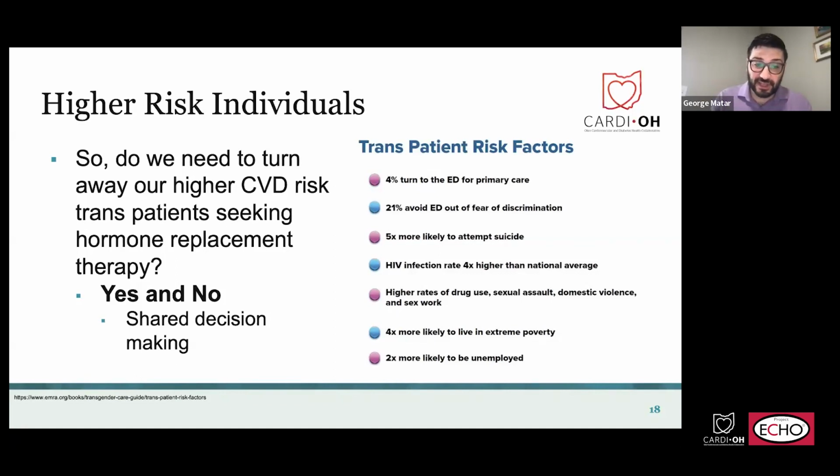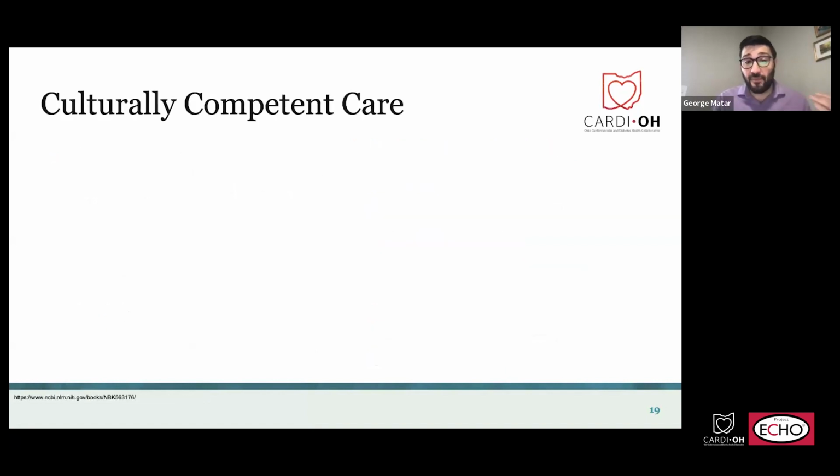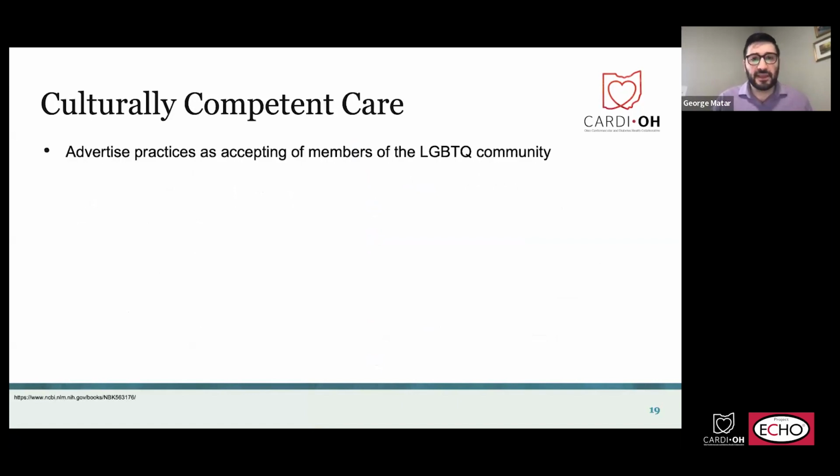And to take it one step further, it's really important to understand and be culturally competent when providing this care to this patient population. There are several ways that we can do this as providers, in a clinical setting and a non-clinical setting, to make these members of the LGBTQ community more welcomed into the setting that we're trying to see them in.